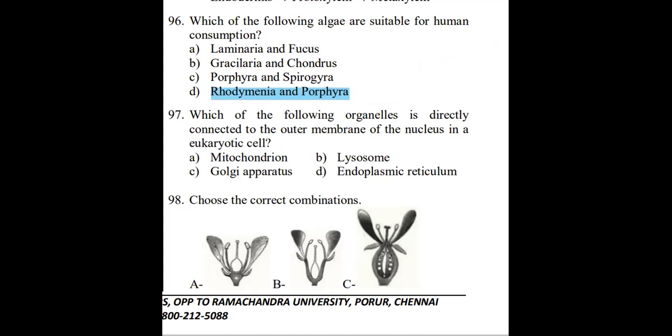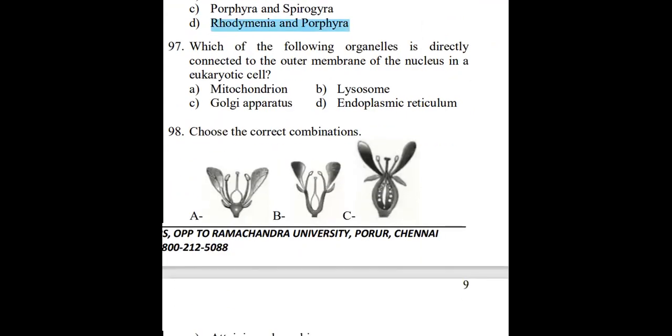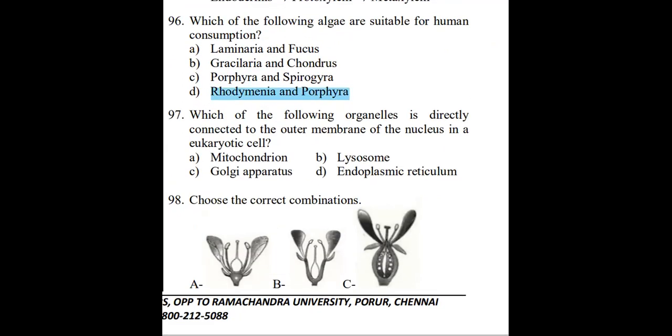So the next question: which of the following organelles is directly connected to the outer membrane of the nucleus? They are asking which organelle is connected to the membranes of the nucleus, specifically the outer membrane. If we talk about the structure of the nucleus, then we will understand this.